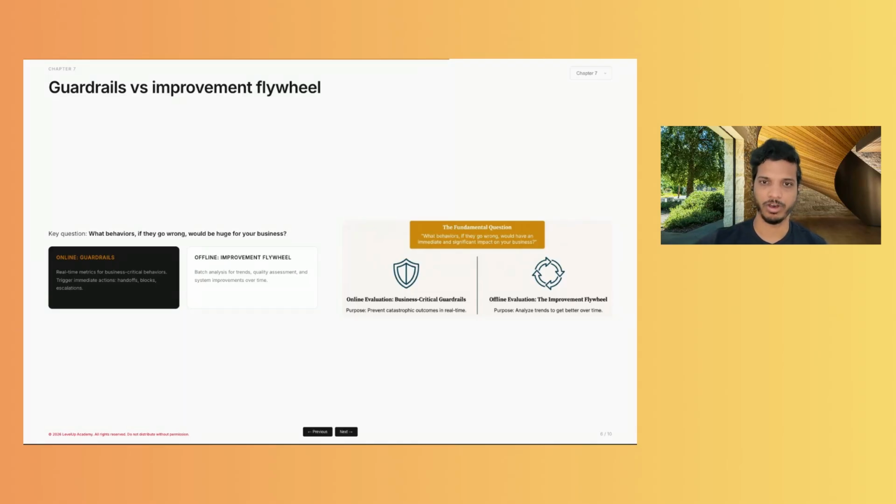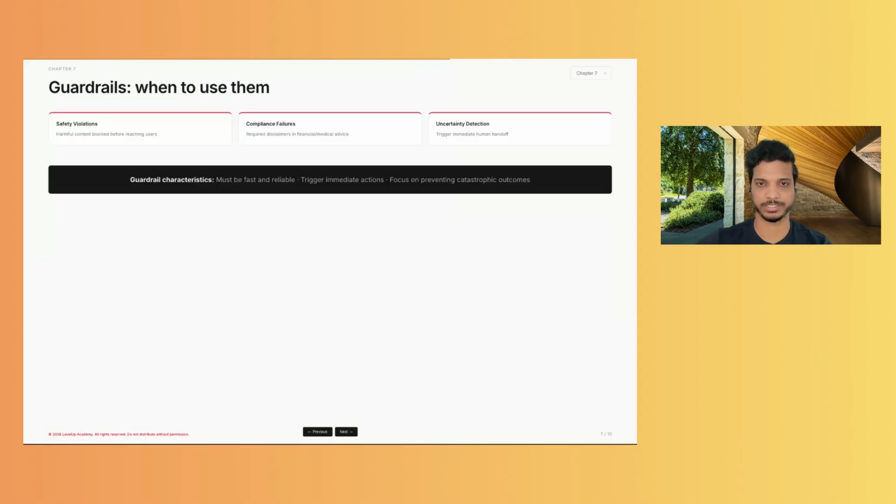And in terms of the offline improvement flywheel, these are also cases where your product is not doing the right thing, but it's not extremely important to stop them. It's okay to go back and evaluate these cases offline and then build a flywheel to understand if you can have a better evaluation metric in place to catch this later. So this is the difference between what someone means when they're using a guardrail versus an improvement flywheel, where you're actually doing things offline and then coming back to it.